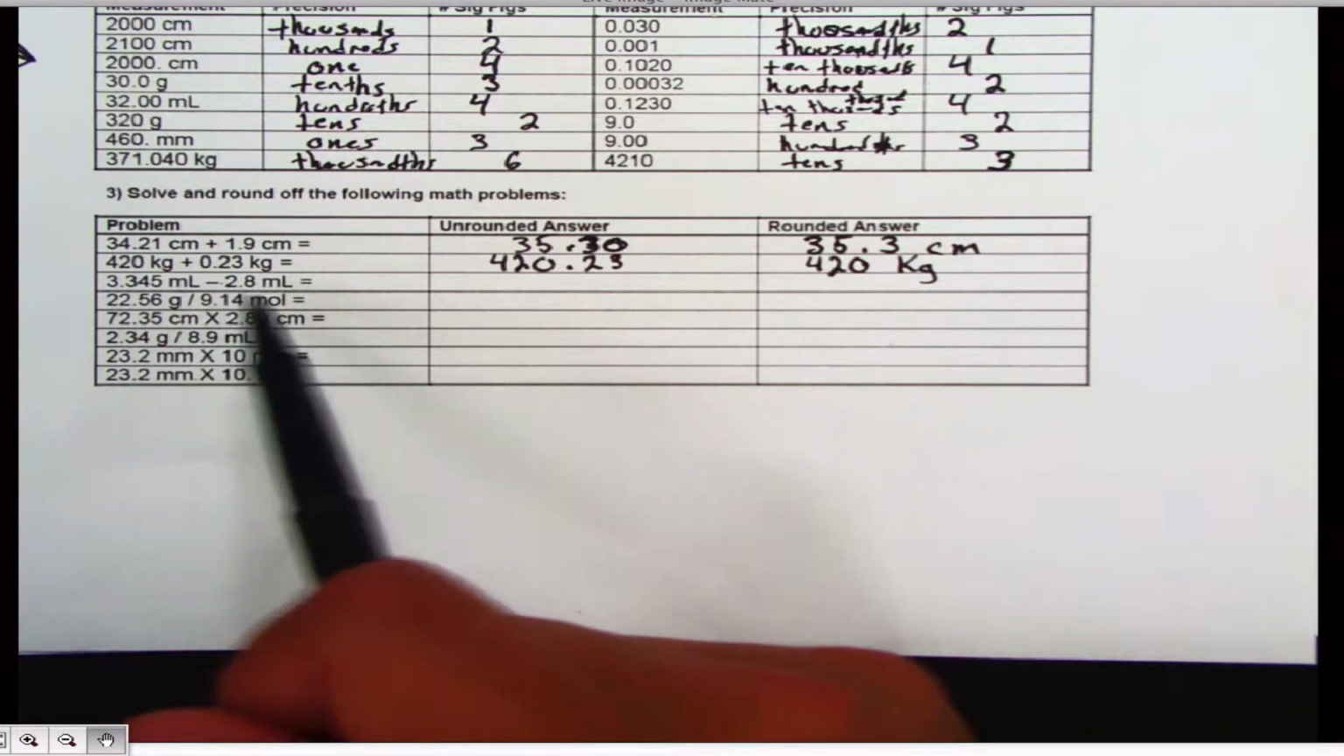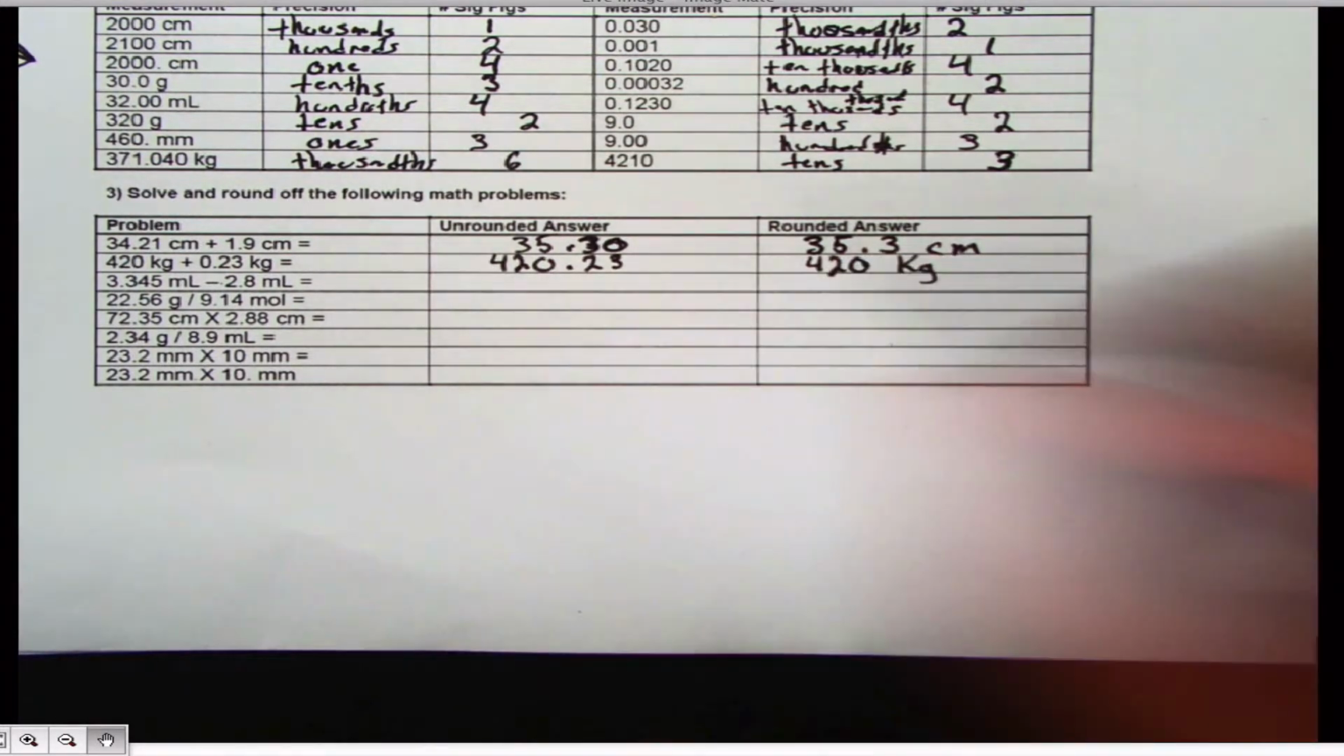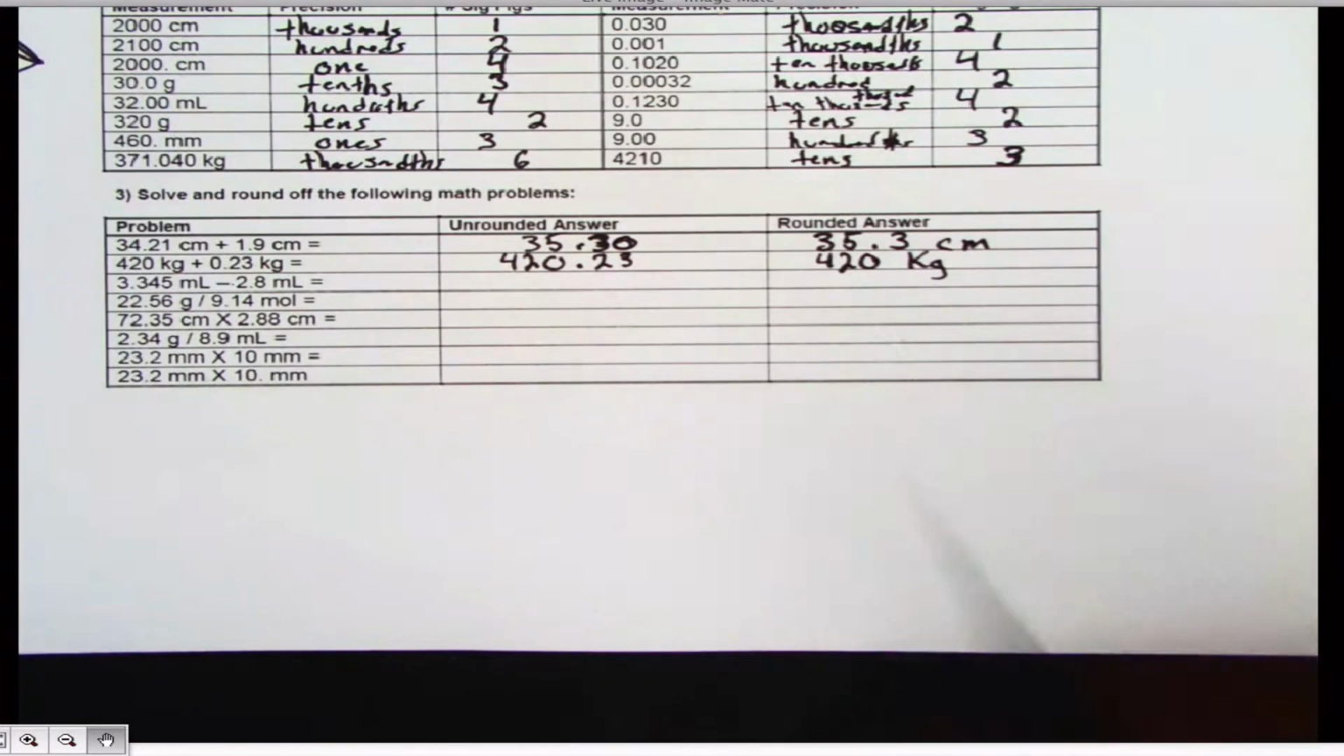3.345 minus 2.8. Might need your calculator for that one. All right, but notice it's in milliliters, so we're good. So we do that. So we go 3.345.